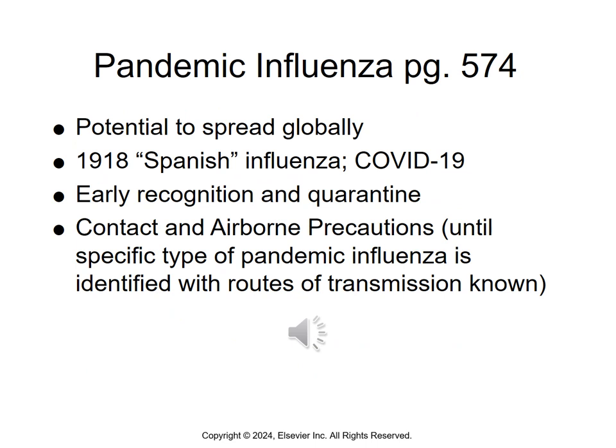Pandemic influenza is on page 574 of your text. A pandemic respiratory virus infection is one that has the potential to spread globally because the virus has potentially infected other people and animals. Most bird and animal viruses cannot be transmitted to humans. A few exceptions have occurred in past years, with mutation of viruses then becoming highly infectious to humans, causing a global pandemic. Some examples listed in your book are the 1918 Spanish influenza, COVID-19, and the 2009 H1N1 influenza A.